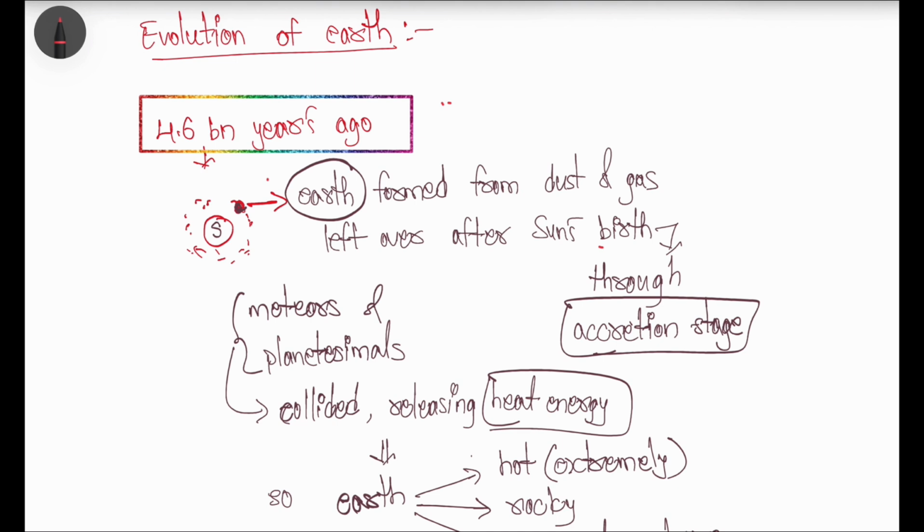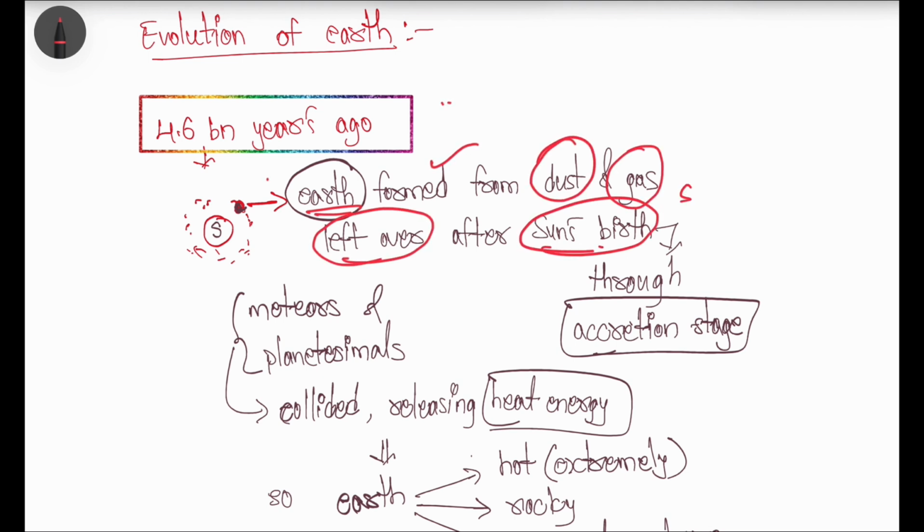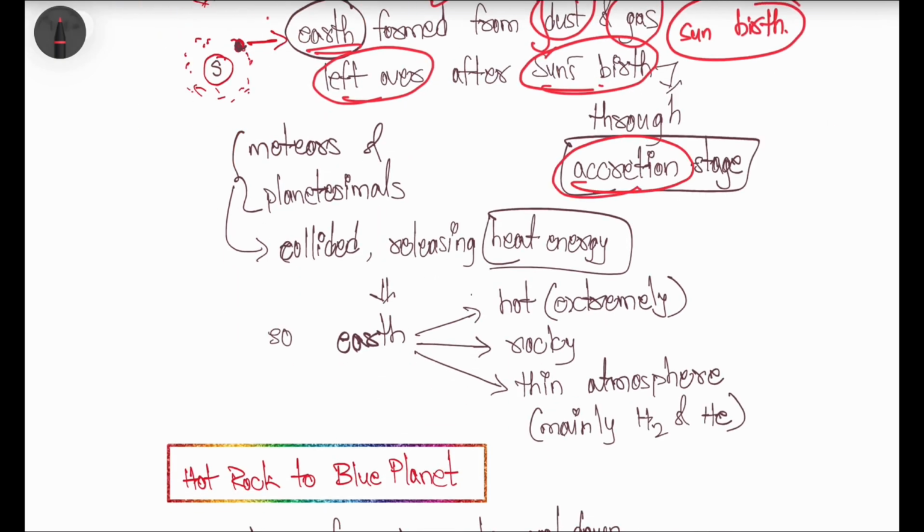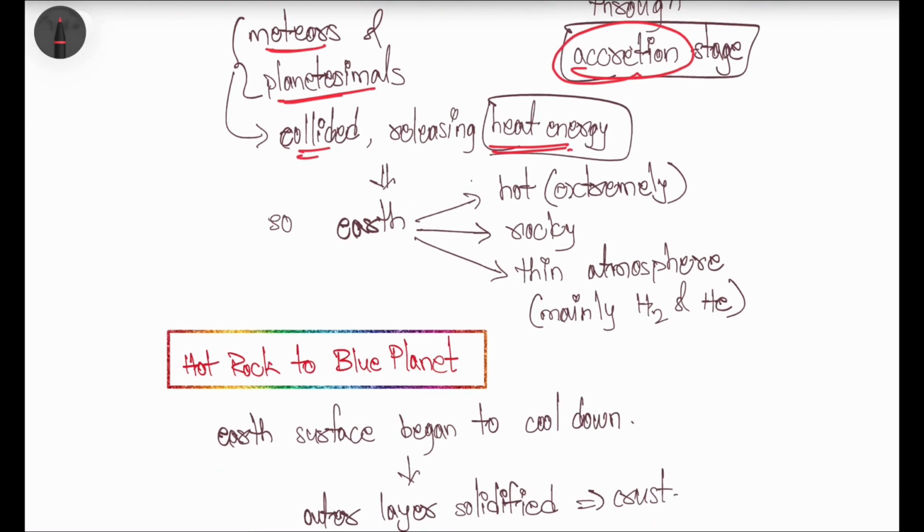So 4.6 billion years ago, Earth was formed from the leftover dust and gas after the Sun's birth. That means after the birth of the Sun, the leftover dust and gas combined to form the Earth through the process of accretion. The meteors, planetesimals and other bodies collided, releasing a huge amount of heat energy. So initially, the Earth after forming was extremely hot and rocky, with a very thin atmosphere consisting mainly of hydrogen and helium.